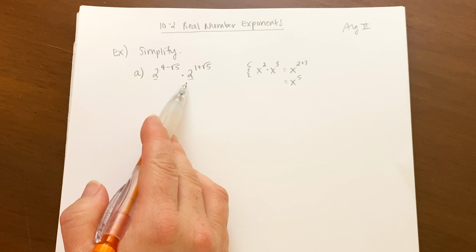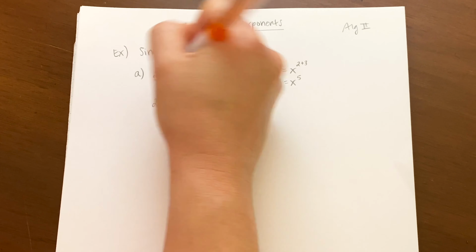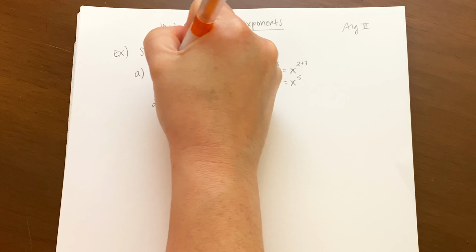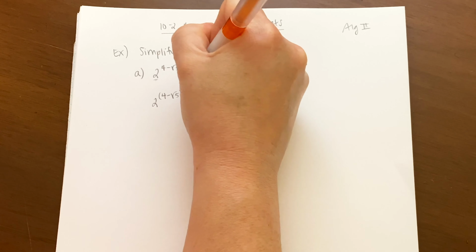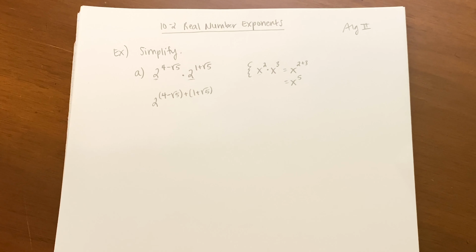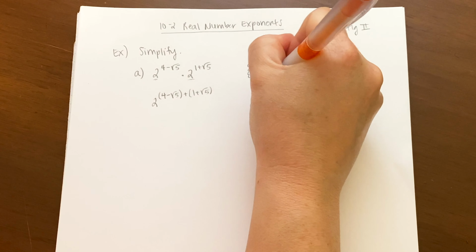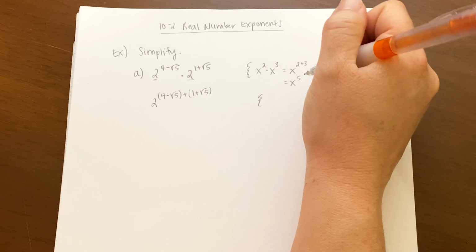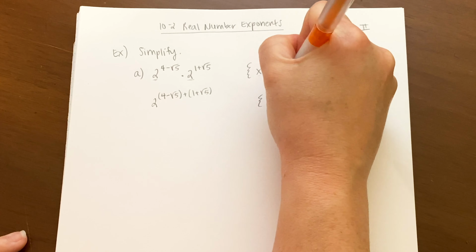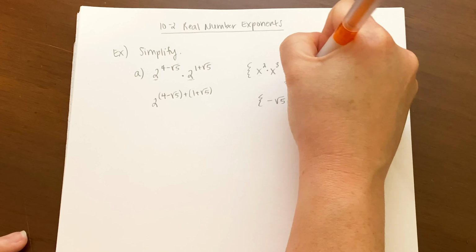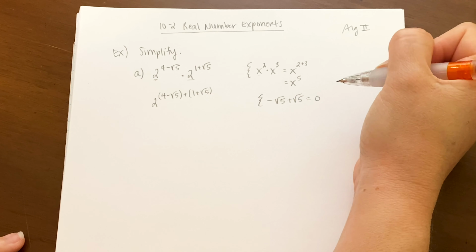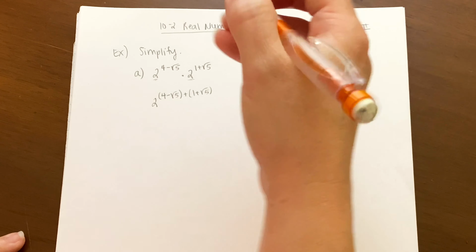So we keep the base of 2. What we're going to do is add the exponents. So we have 4 minus root 5 plus 1 plus root 5. Well, this is another concept that we've covered before. When we were learning about radicals, we learned that radicals have like terms. So if we have negative root 5 and then we are adding a positive root 5, those just cancel each other out to 0. Then for the real parts, we add the real parts.